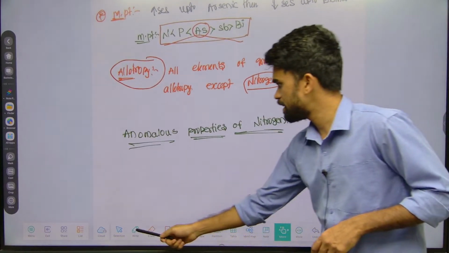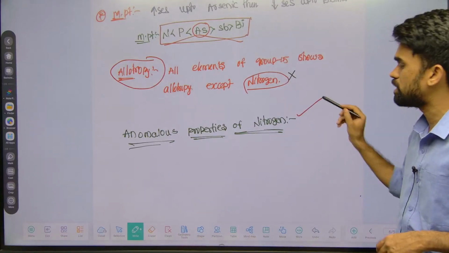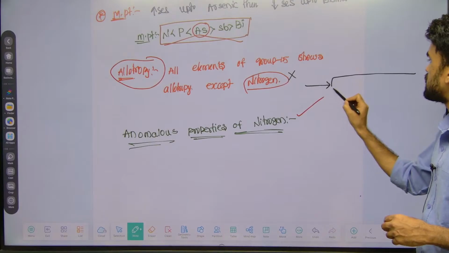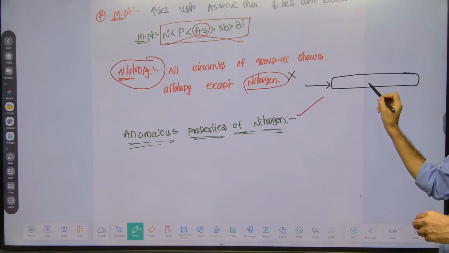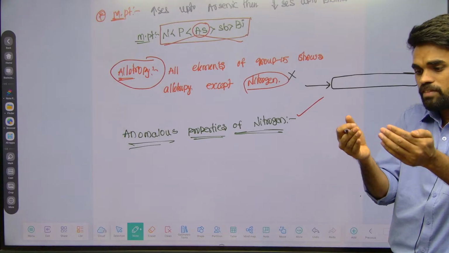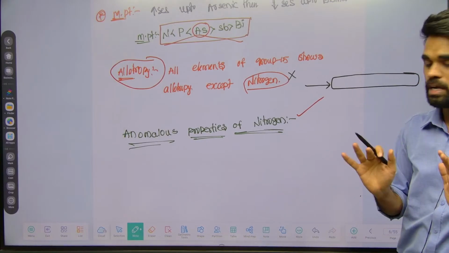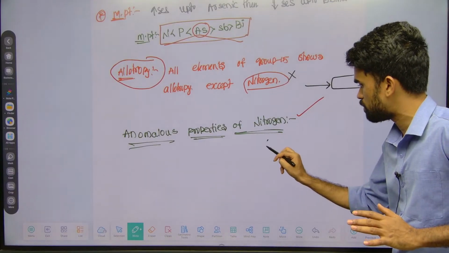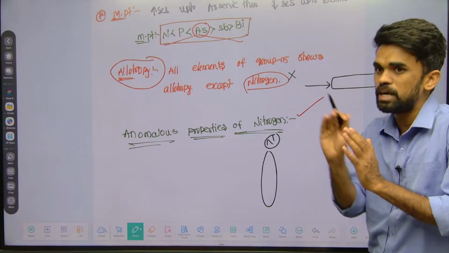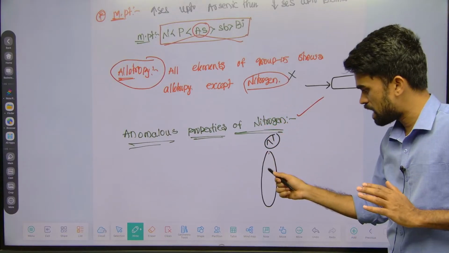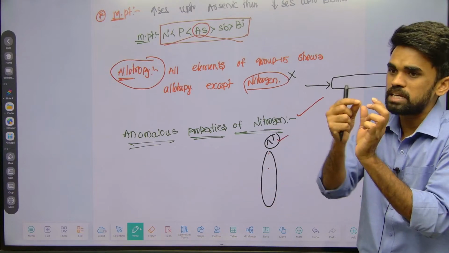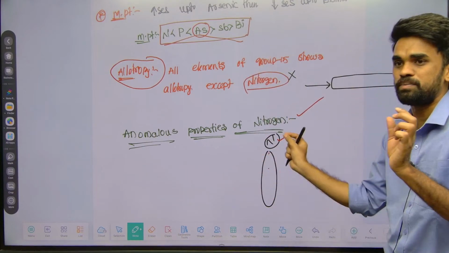Next one is the anomalous properties of nitrogen. In the P block elements, the second period elements like carbon, nitrogen, oxygen show some different properties compared with the other elements of their respective group. Compared with all the elements of the nitrogen family, nitrogen has some different properties. Phosphorus, arsenic, antimony will have some property, but nitrogen shows something different from the other elements of that group.